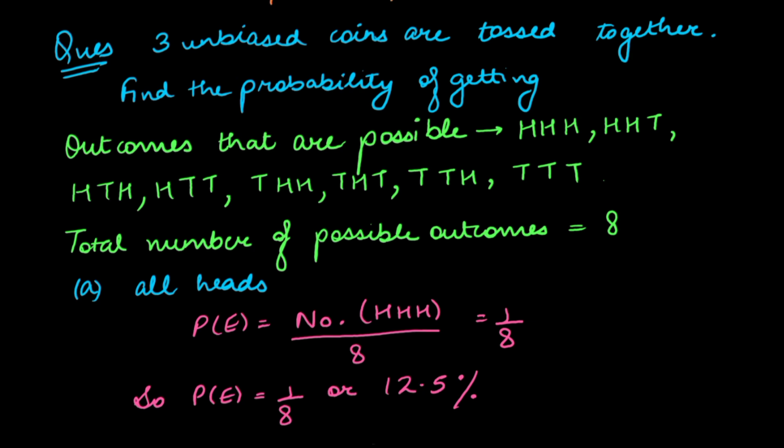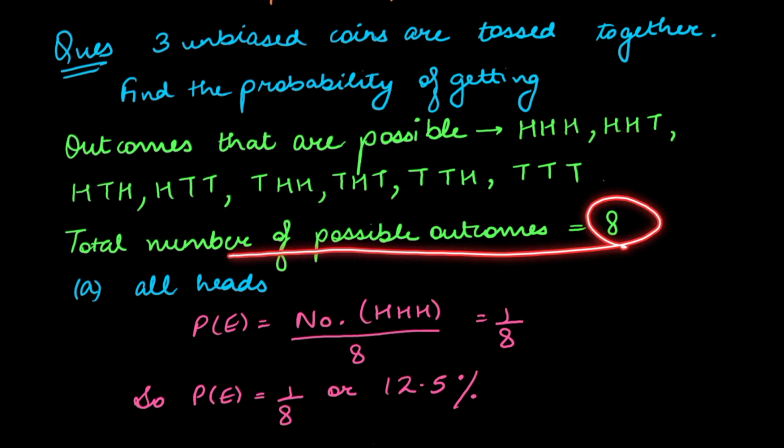When we toss a single coin, we can get a heads or a tail, both the chances being equal. Now, what are the possible outcomes when we throw three coins together? There are 8 possibilities, as we have seen before. These are the 8 possibilities that come out. So the total number of possible outcomes is 8.